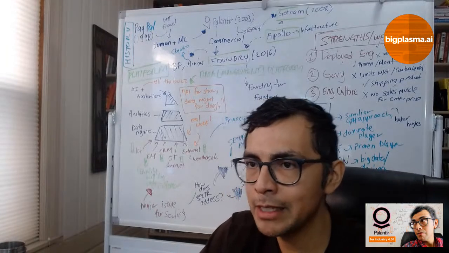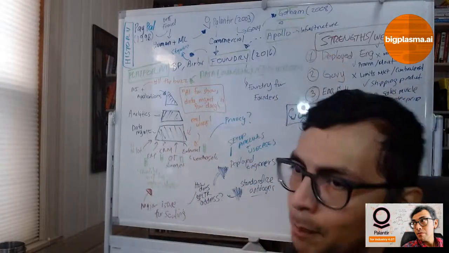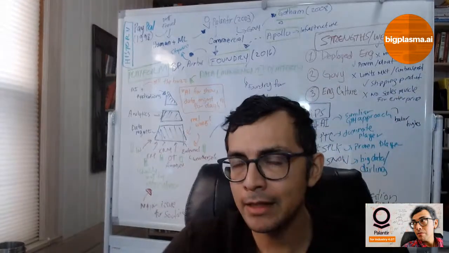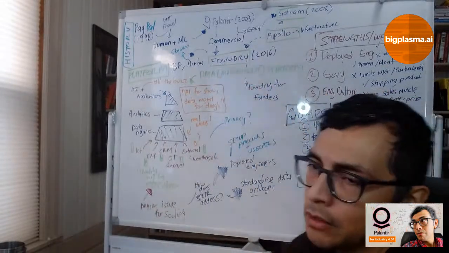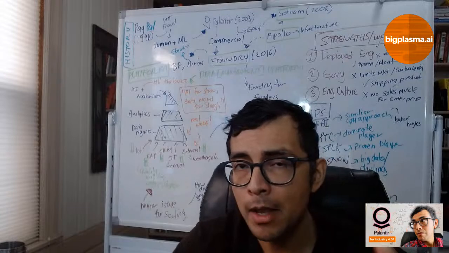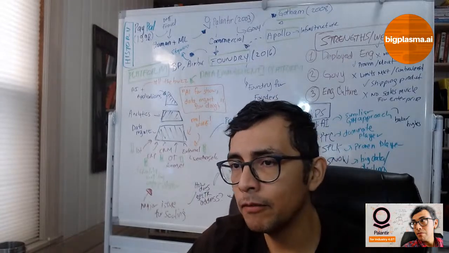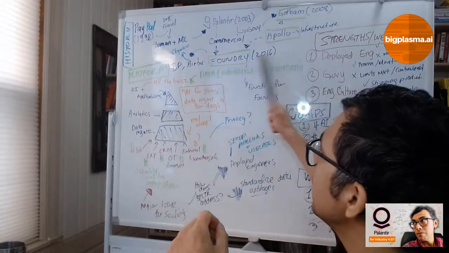So how do you do that? How do you maintain that? Their solution to that is Apollo. That's kind of how they're maintaining that. So Apollo is going to be servicing both the Gotham side and the Foundry side of things. So those are the three main products from Palantir. Okay, so let's jump into Foundry.